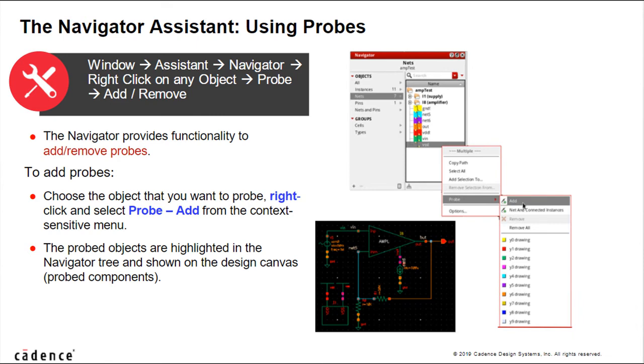You can add probes to your nets from the Navigator Assistant. This is an important functionality. It lets you select the data you want to display in another cell view and select the data for the net for which you want to show a cross-reference. You can choose the object that you want to probe, right-click and select Probe, and select Add from the context-sensitive menu. The wire connectivity probe will now be colored on the canvas, and the wire will be shown in the Navigator to have a probe currently applied.